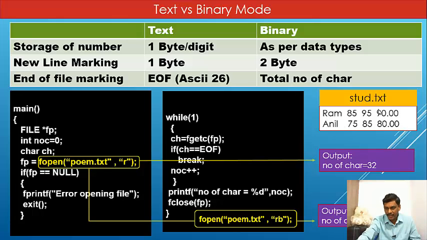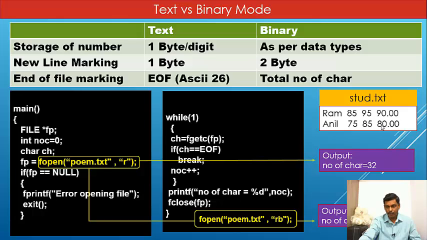Because 90.00 is treated as float, it occupies only 4 bytes. In binary mode, the storage of a number is taken as per the data type size. So 90.00 treated as float takes only 4 bytes. But in text mode, it occupies 5 bytes, because each digit requires 1 byte. It is 4 bytes, and this is also 4 bytes. The new line marking takes 2 bytes, so it reduces 2 bytes, that is 30. In text mode the new line marking takes only 1 byte, in binary mode it takes 2 bytes. So reduce 2 bytes, 30, increase 1 byte, 31.